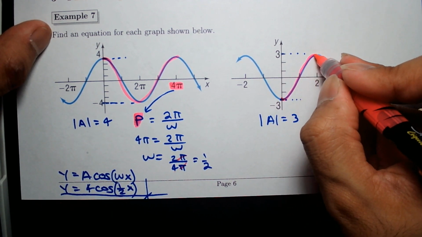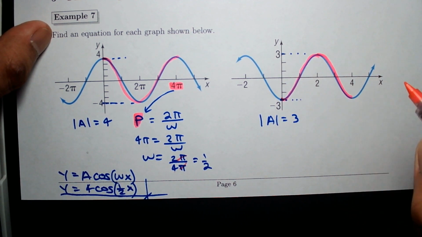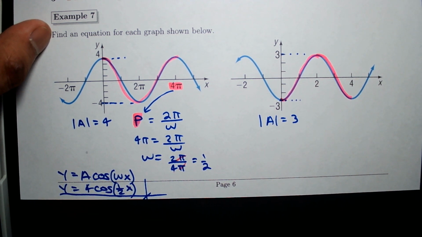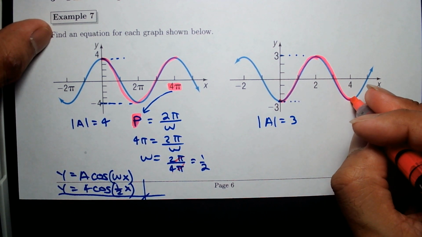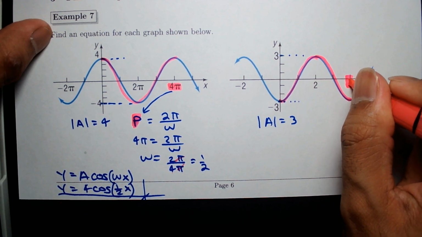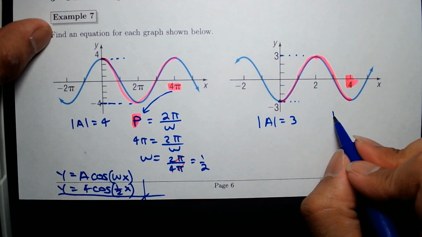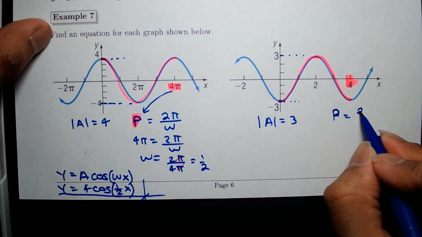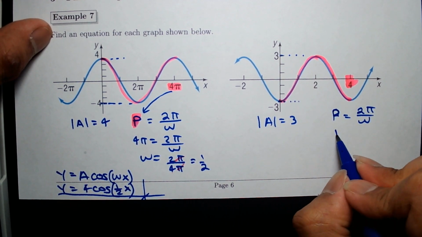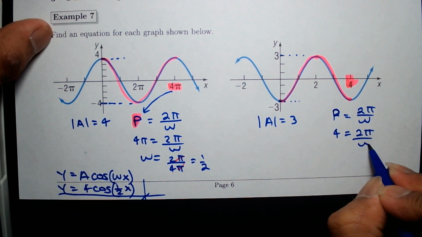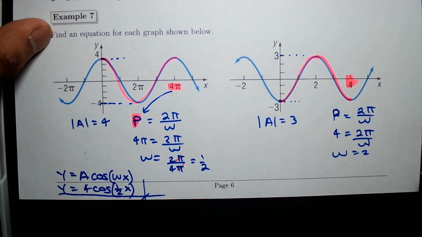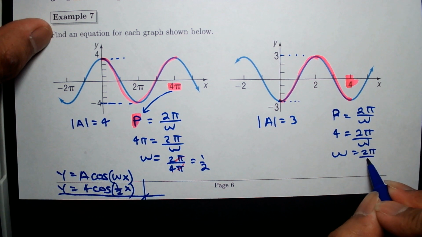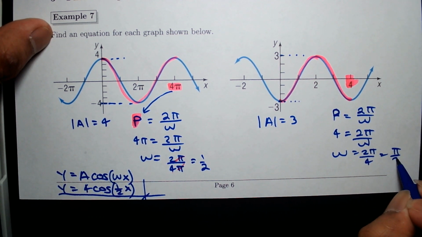The fact that the graph is upside down tells me that the graph is going to have a negative sign in front. All right, so let's see, what is the value at which the graph completes one cycle? Well, that's 4. So the period, which is 2 pi over omega, that's 4 equals 2 pi over omega, and omega equals 2 pi over 4, which is pi over 2.